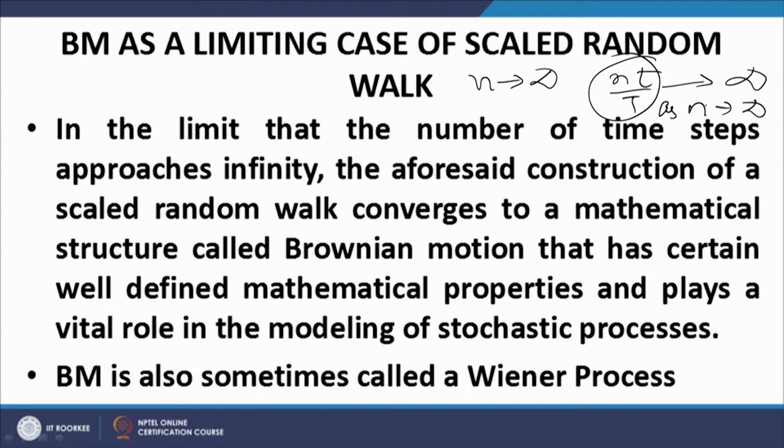Right. Let us continue. In the limit that the number of time steps approaches infinity, the aforesaid construction of a scaled random walk converges to a mathematical structure called Brownian motion. This is a very important name whenever we are talking about stochastic processes. Almost all stochastic processes that are of relevance either in the physical sciences or in finance or economics are modeled in terms of Brownian motion and variants of Brownian motion, that has certain well defined mathematical properties and plays a cardinal role in the modeling of stochastic processes.